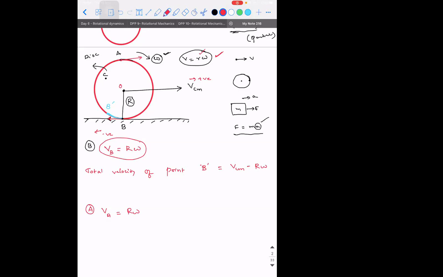I hope everybody understood why it is the rightward direction, because the particle A has a tendency to rotate in which direction? In the clockwise direction. So when I take this as the curved path, to the curved path we need to draw a tangent in the direction of angular velocity. So VA is equal to R omega. Now, what is going to be the total velocity of point A? It is VCM plus R omega. That's right.